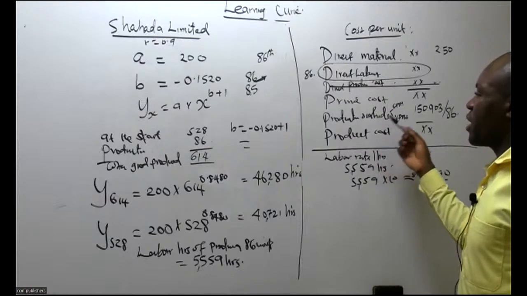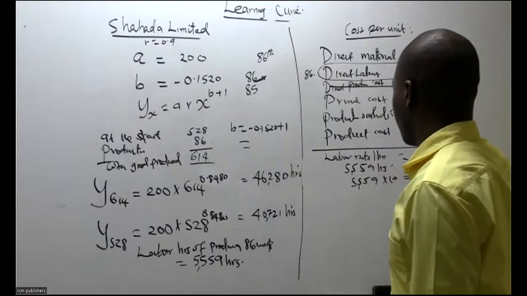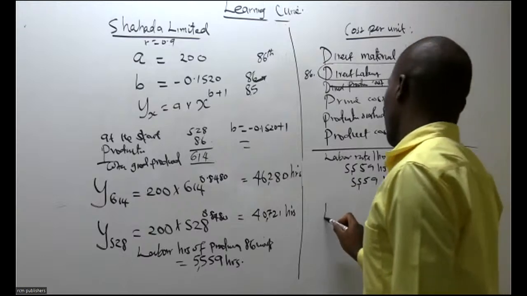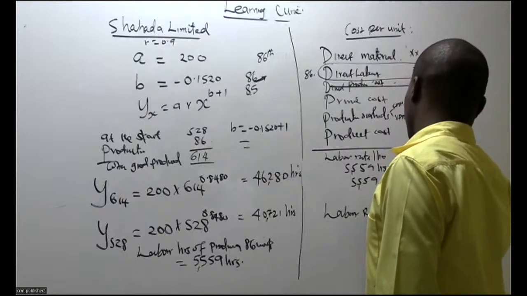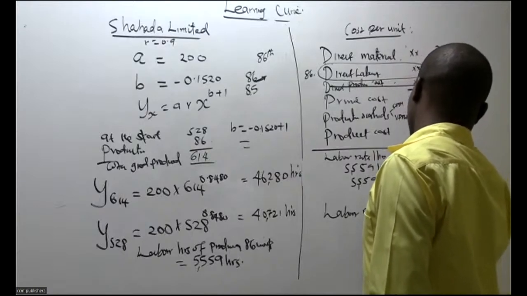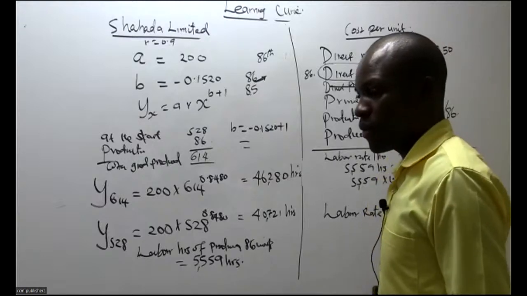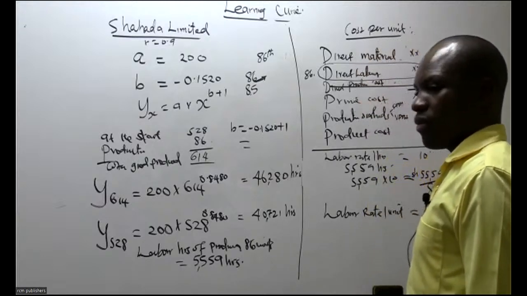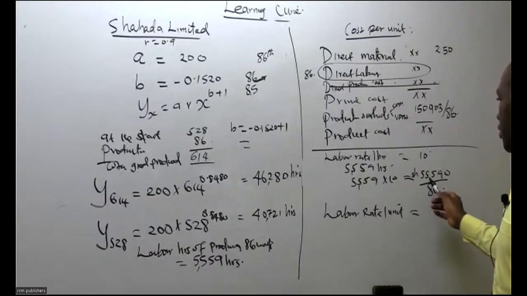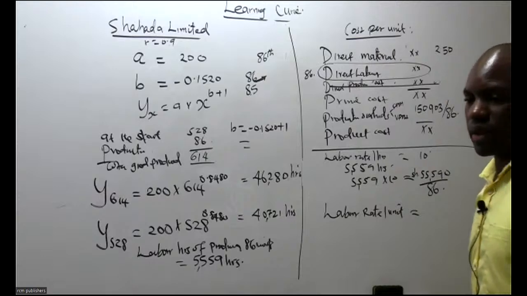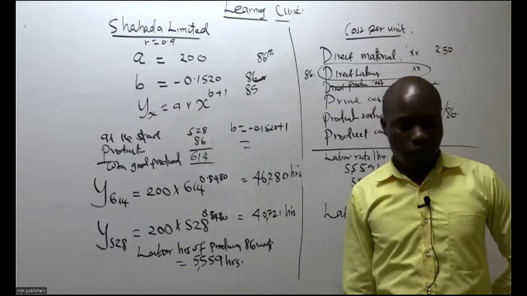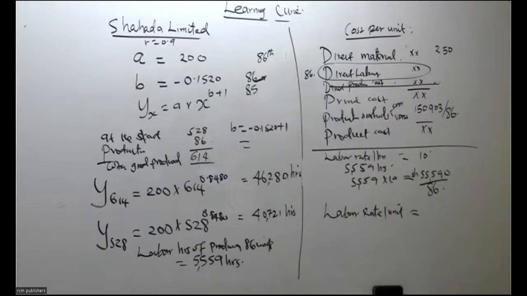What was the average labor cost per unit? This one was the labor rate per hour, so the labor rate per unit, what will it be? Tell me something. If you divide the two, what will you have?